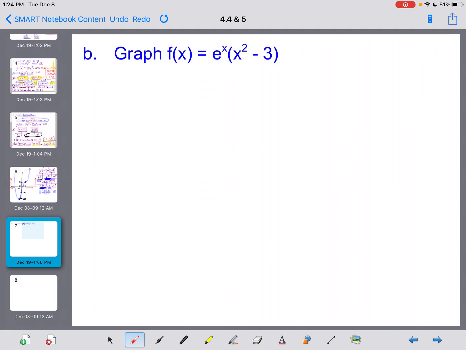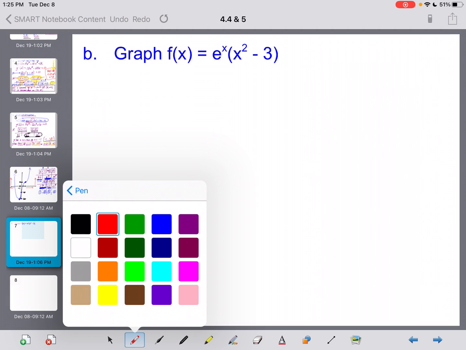times the quantity x squared minus 3, this is what I would call a hybrid function. This is an exponential function, y equals e to the x, multiplied by a simple polynomial function, x squared minus 3. And this type of problem is outside the realm of any of the things that you guys have learned to graph over the last couple of years. You know how to graph exponential functions. You know how to graph quadratic functions, but I don't know that you know how to draw the two of them multiplied by one another.